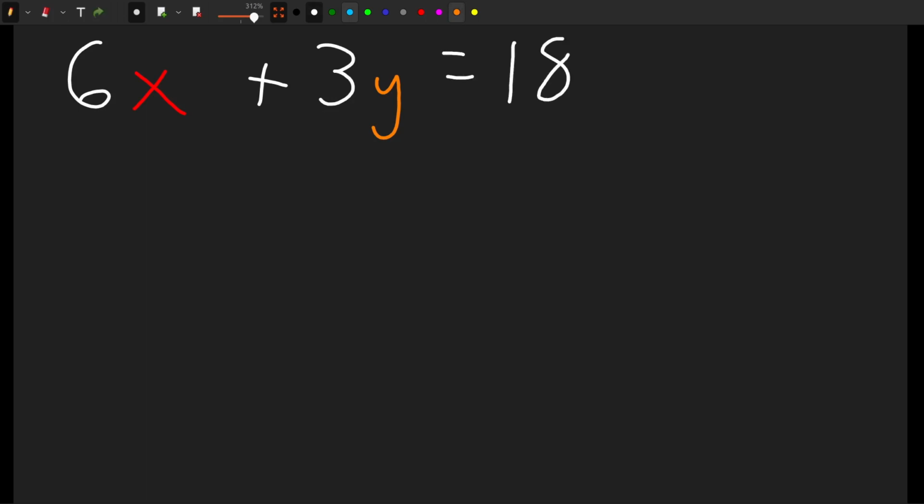We'll stick with our same rules. We want to get the y-intercept, the x-intercept, and graph it. Our next problem is going to be a bit more tricky. It's going to be 6x plus 3y is now equal to 18.